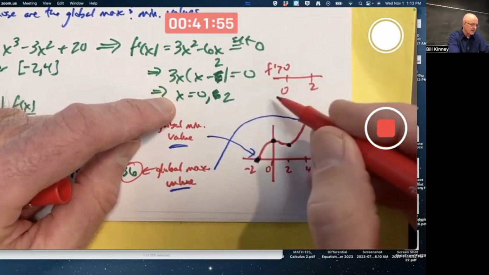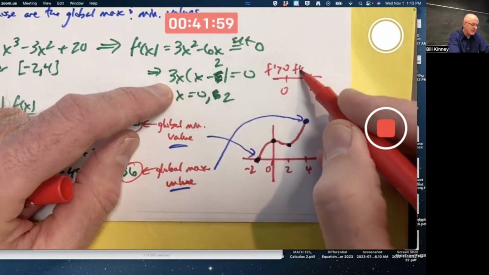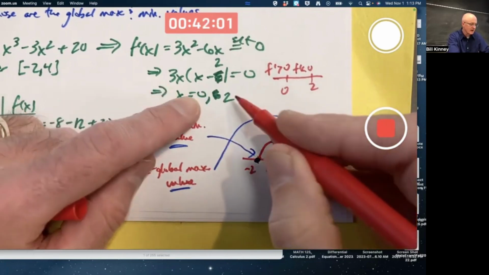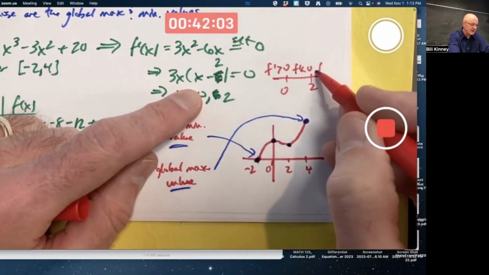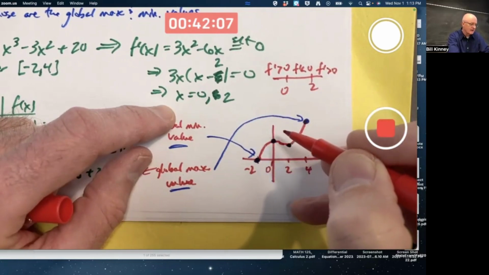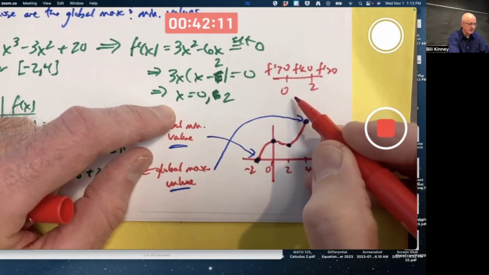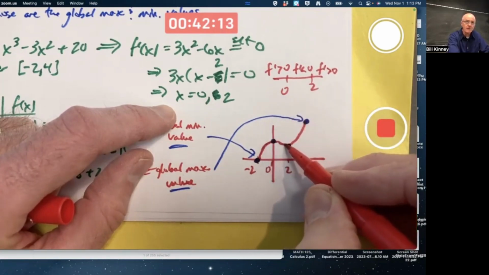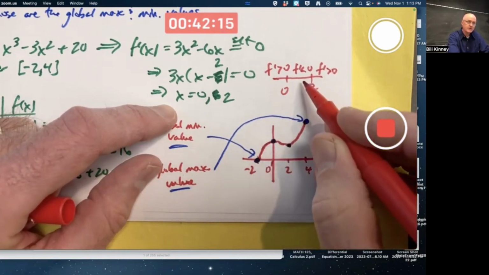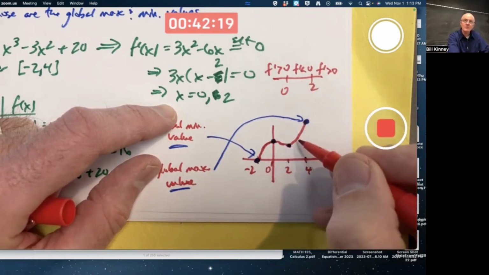Plug in a number between 0 and 2, like 1, positive times negative is negative. Plug in a number bigger than 2, like 3, you get a positive times a positive. So f prime changes from positive to negative as x increases through 0. That's why there's a local max at 0. It changes from negative to positive as you pass through 2. That's why there's a local min at 2.